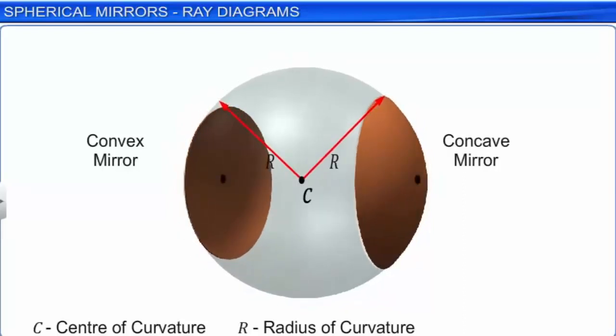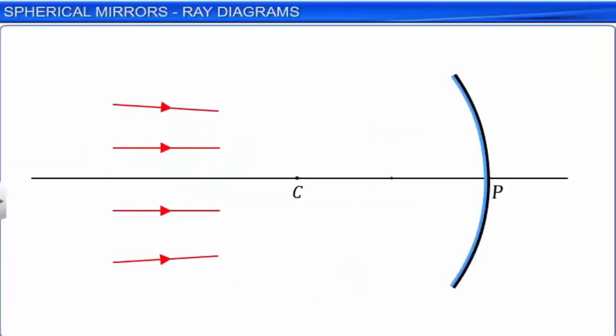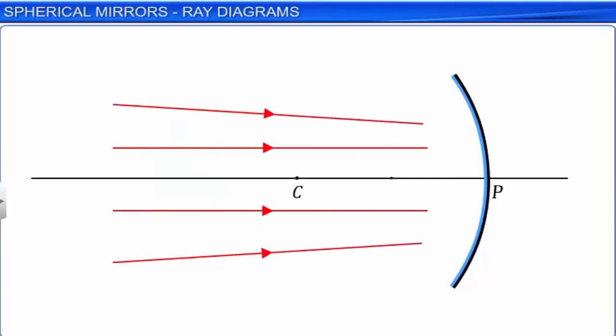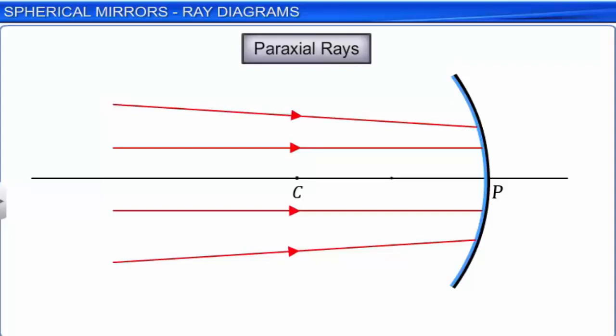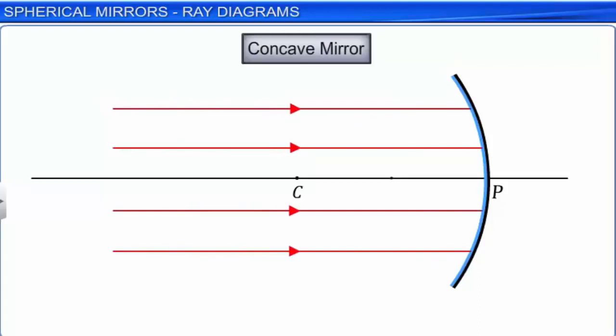The imaginary line passing through the pole and the center of curvature of a mirror is called the principal axis. If rays of light from an object make small angles with the principal axis and are incident at points close to the pole, the rays are called paraxial rays. Paraxial rays parallel to the principal axis, after reflection from a concave mirror, converge to a point on the principal axis. This point of convergence is called the principal focus of the concave mirror.